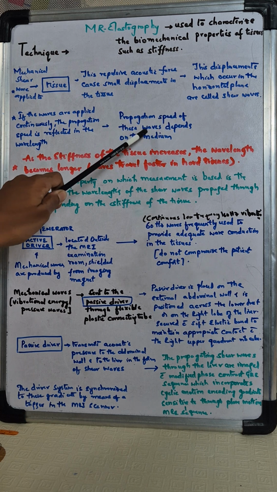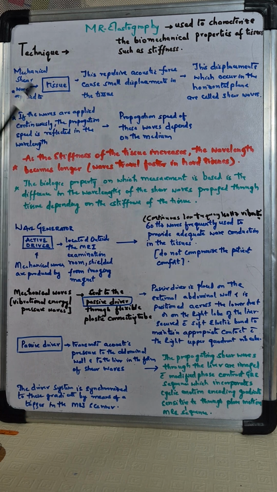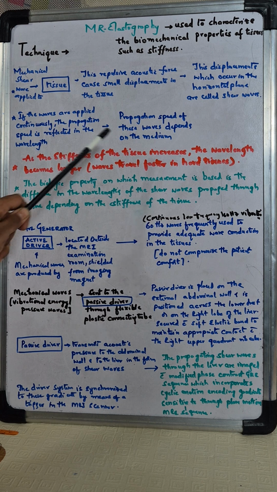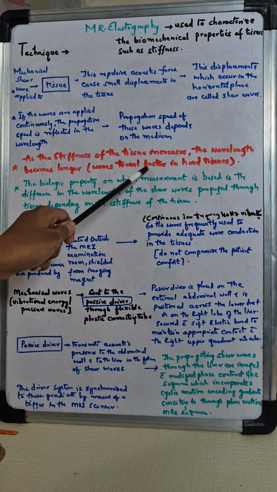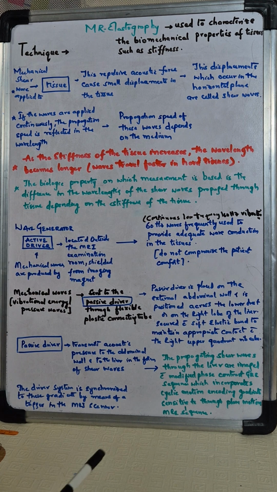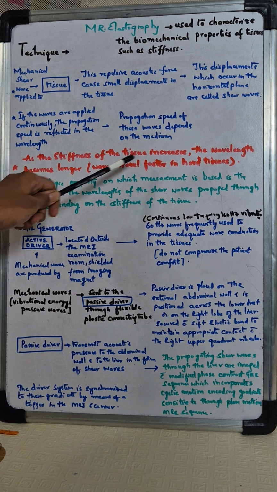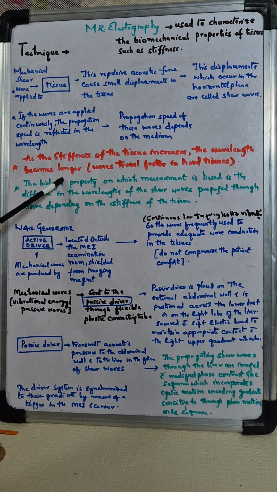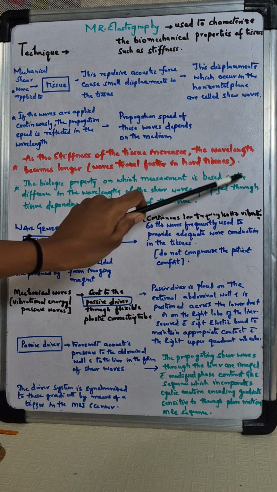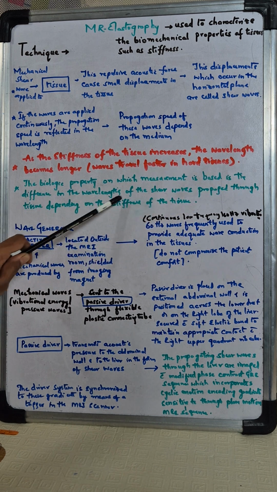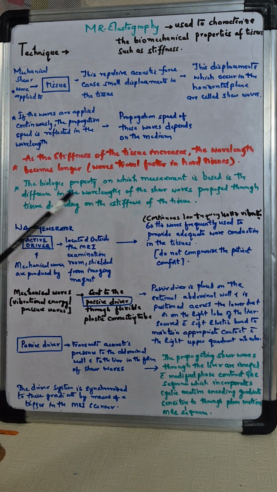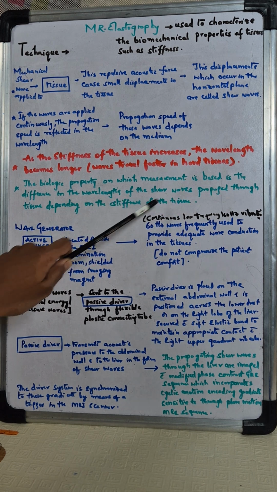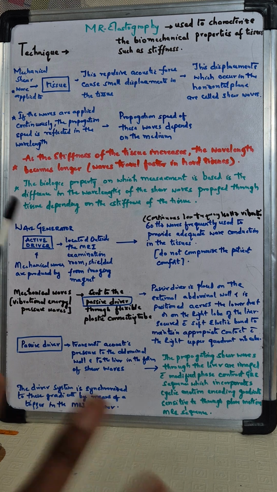Propagation speed of these waves depends on the medium. As the stiffness of the tissue increases, the wavelength becomes longer. Waves travel faster in hard tissues. Remember this. The biologic property on which the measurement is based is the difference in the wavelengths of shear waves propagated through the tissues, depending on the stiffness of the tissue. This is the basic principle.